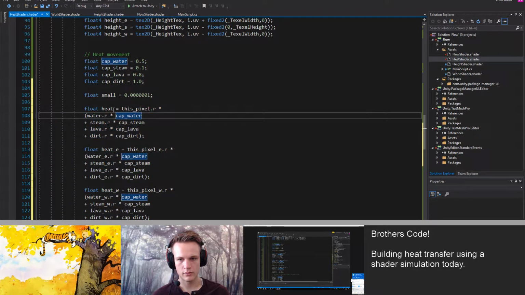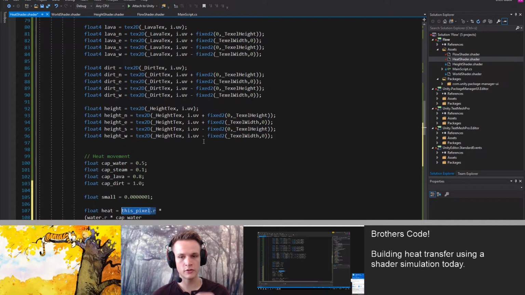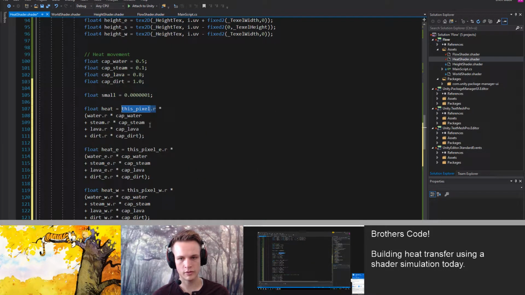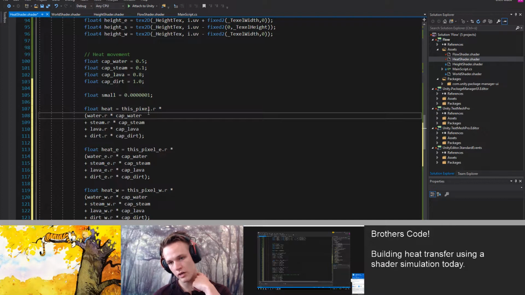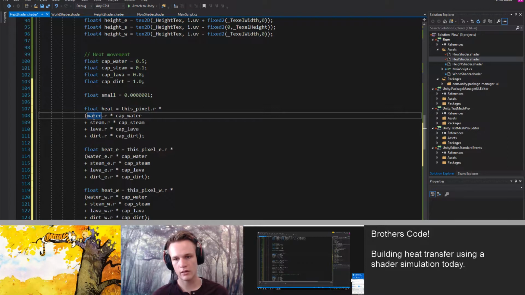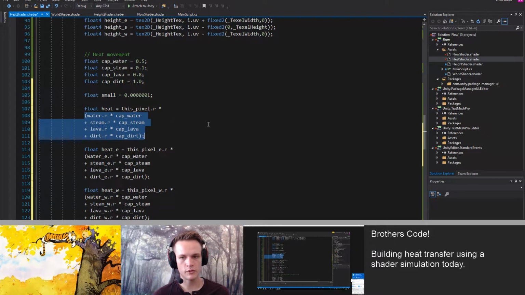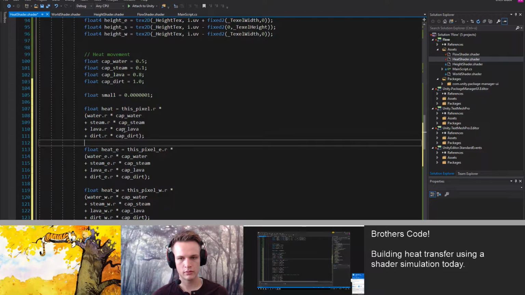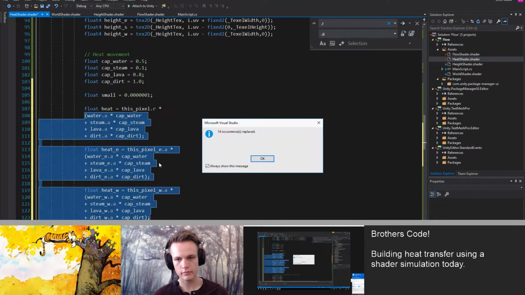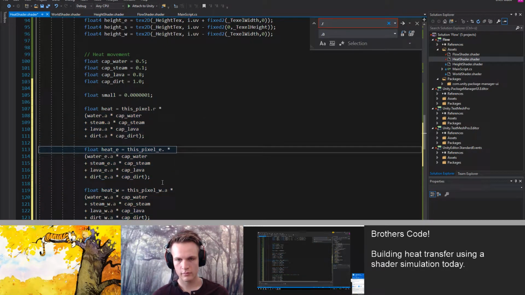The heat is this pixel's old amount. No, this pixel's old temperature. Which is this pixel R, right? But then times water, so water.r. Wait, yeah, so all of those need to be dot A, because it's the old amount, the amount of water that was there before, steam, lava, dirt, whatever. Because this isn't updated yet. So the easiest way to do this is .r, .a, yep, and then fix this.